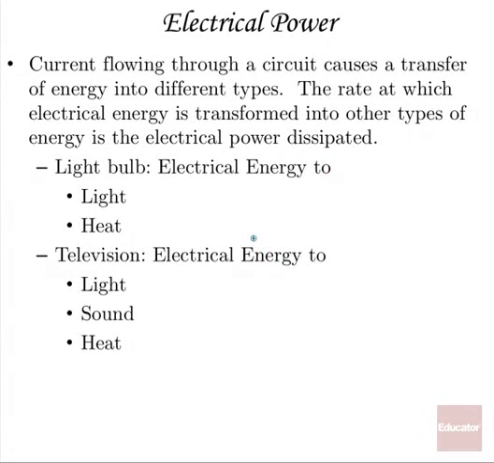Electrical power. When current is flowing through a circuit, it causes a transfer of energy into different types. The rate at which electrical energy is transformed into other types of energy is the electrical power dissipated. In a light bulb, this corresponds to electrical energy being transferred to light and heat, where typically the brightness of a bulb is proportional to power output. In television, for example, electrical energy is converted to light, sound, and heat.